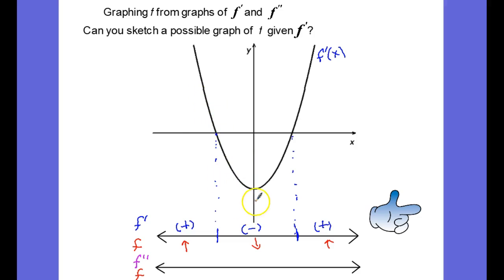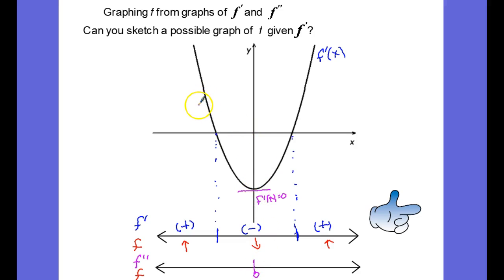And so one thing I immediately notice is that right here on the y-axis, I have this minimum value for f prime, and that corresponds to a slope where f double prime is equal to 0. That means that this is a critical value for f double prime.